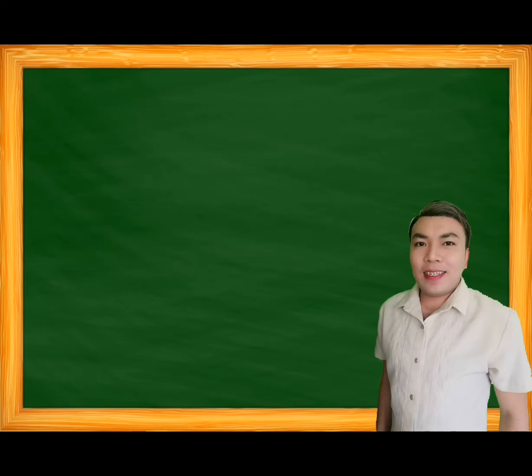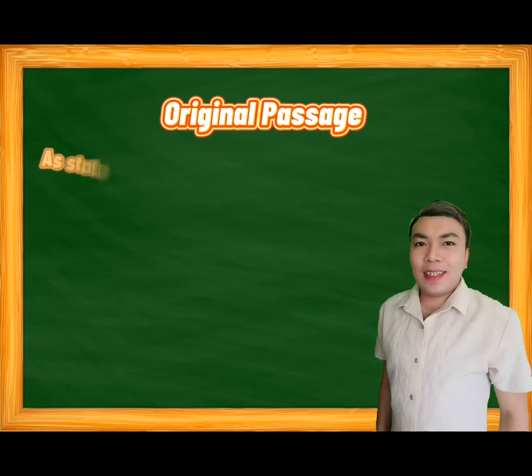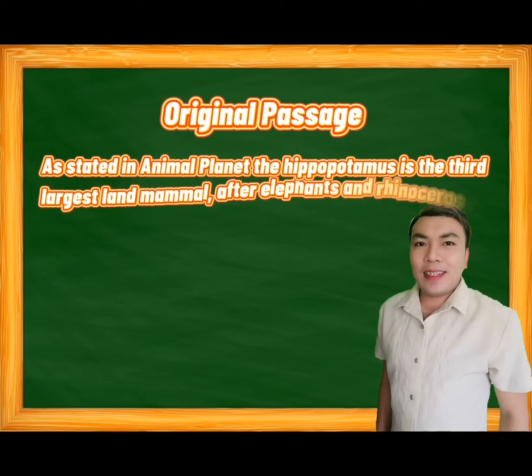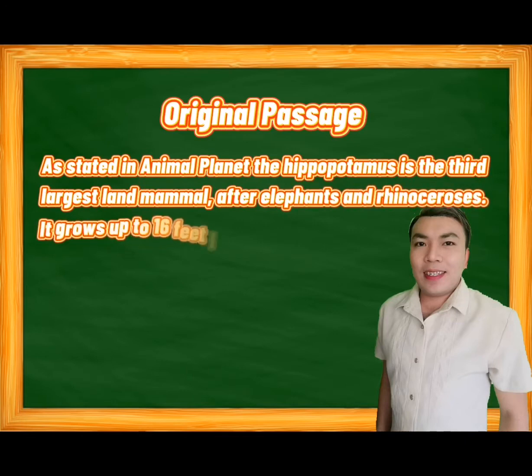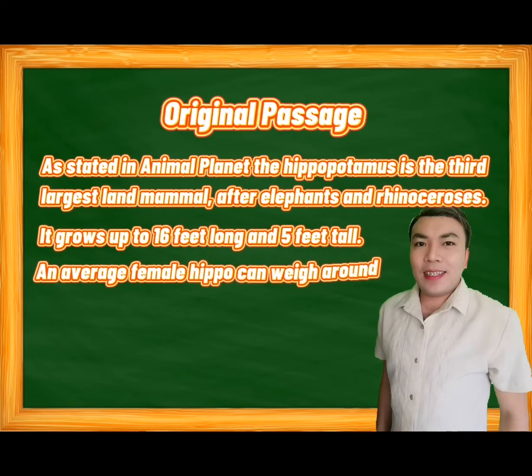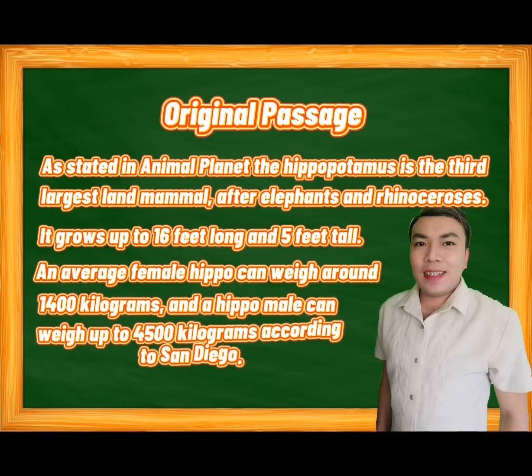This one is an original passage. As stated in Animal Planet, the hippopotamus is the third largest land mammal, after elephants and rhinoceroses. It grows up to 16 feet long and 5 feet tall. An average female hippo can weigh around 1,400 kilograms, and the male hippo can weigh up to 4,500 kilograms, according to San Diego.